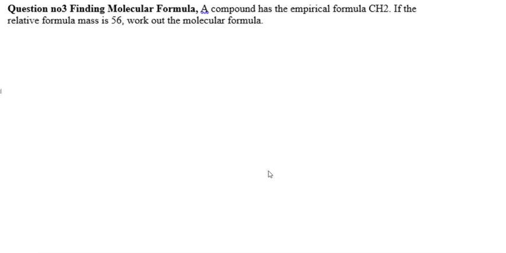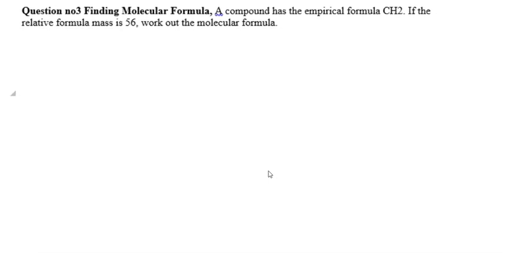So for this, we just need to know the simplest ratio between the atoms of a molecule, or we can say we just need to know the empirical formula. So it is compulsory that we must know the empirical formula, and it is compulsory we must provide it by a relative formula mass, right? Only then we can work out the molecular formula.